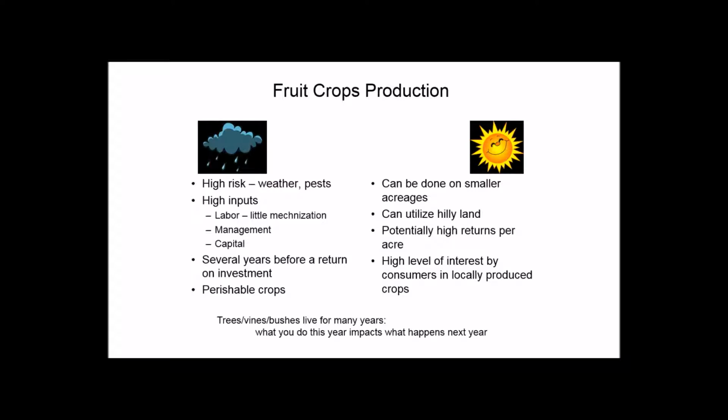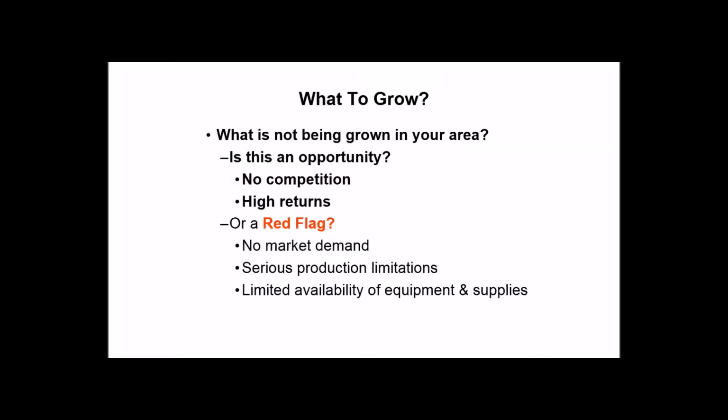Regardless of whether you grow trees, vines, or bushes, hopefully they live and fruit for many years. What you do this year will impact what happens next year. And so it's important to have a long-range outlook on production of these crops.